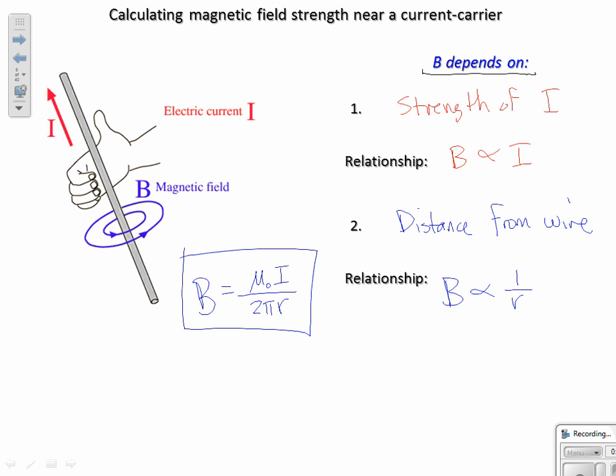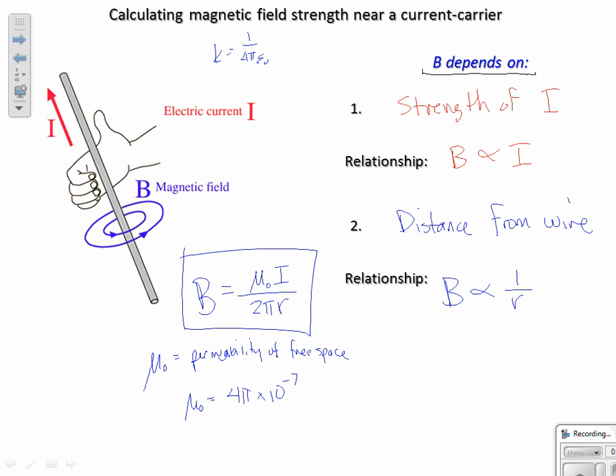So we do that. Mu naught I over 2 pi R, where mu naught is called the permeability of free space. Remember epsilon naught? We said that K is 1 over 4 pi epsilon naught. Epsilon naught is called the permittivity of free space. This is the permeability of free space. And mu naught is equal to, this is in that reference of yours, 4 pi times 10 to the negative 7th.